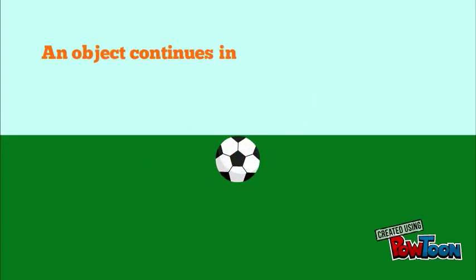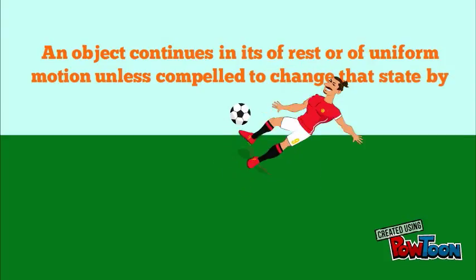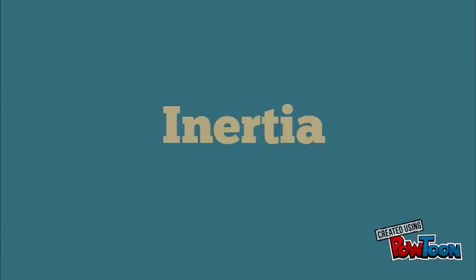Let's tackle the first law of motion. The law of inertia states that an object continues in its state of rest or uniform motion unless compelled to change that state by an external force. Let's define the terms that might be new to you. Inertia. This is the resistance of any physical object to any change in its state of motion.